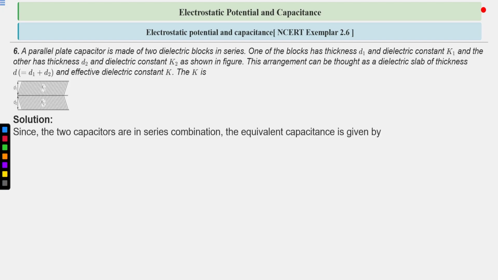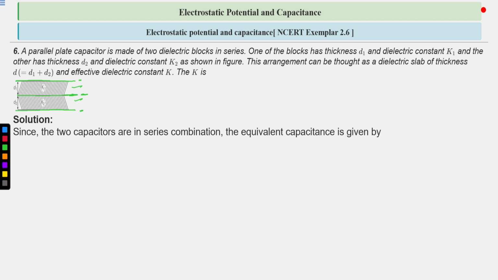Since the two capacitors are in series combination, this is the first capacitor, and this is the second capacitor. The capacitor formed by this plate and this plate is the first capacitor, and the capacitor formed by this plate and this plate is the second capacitor. So these two capacitors are in series.